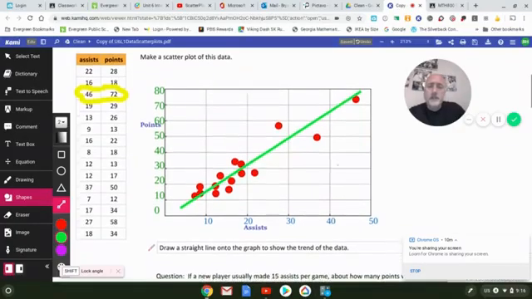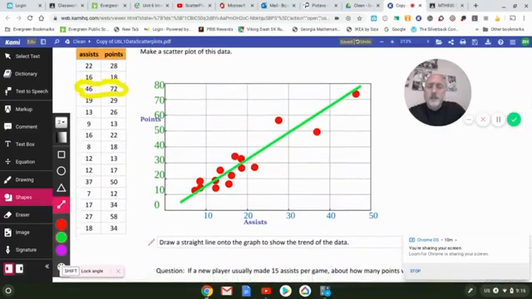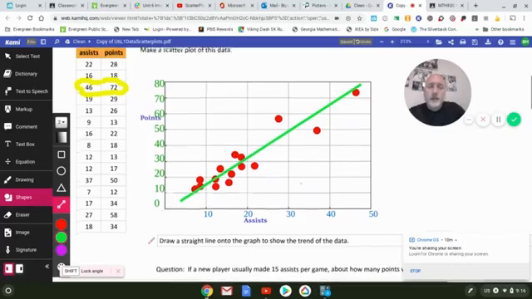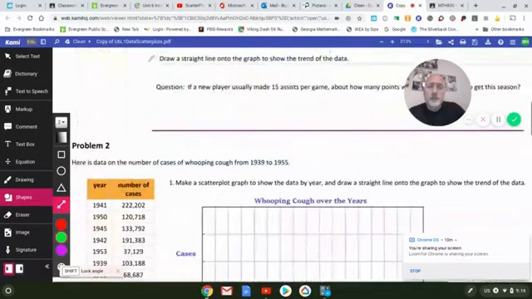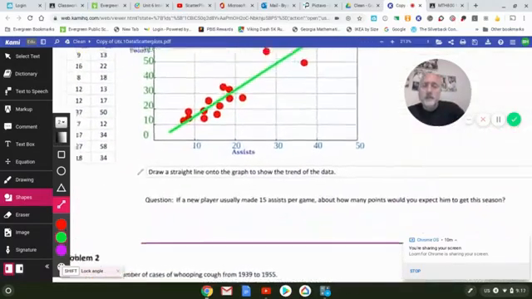I'm going to use 2 fingers to scroll. If a new player usually made 15 assists per game, about how many points would you expect him to get this season? So assuming that it's a boy hockey player, we have 15 points. So 15 assists per game. So that would put them about right here.